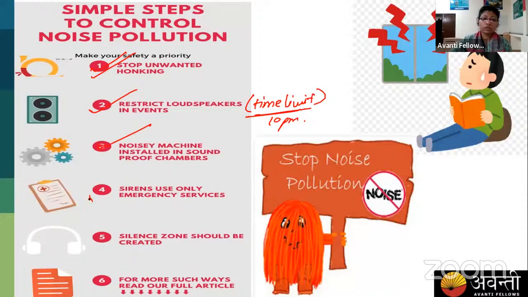Then sirens are for use only by emergency services, right? This is not only applicable to normal citizens, but also to PCR vans, ambulances and the fire brigade. If they are not serving an emergency situation, then they are not allowed to switch on the sirens and keep on ringing them. They also get fined for this unwanted use of sirens.